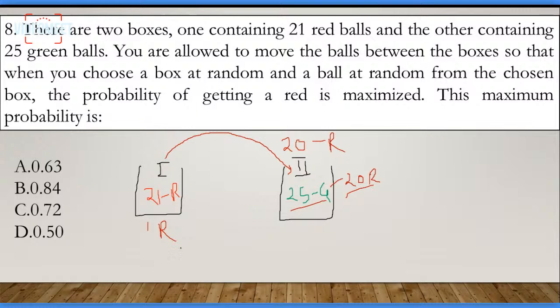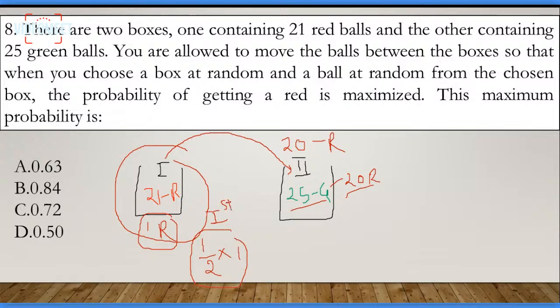Fine. Suppose you choose the first box. What is the probability of choosing the first box? It is 1 by 2. And after moving the red balls, there is only one red ball. The probability of getting a red ball is 100%, because 1 by 1, that means 1 by 2 multiplied by 1. This is the first case.